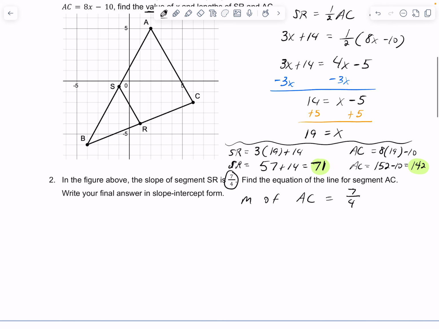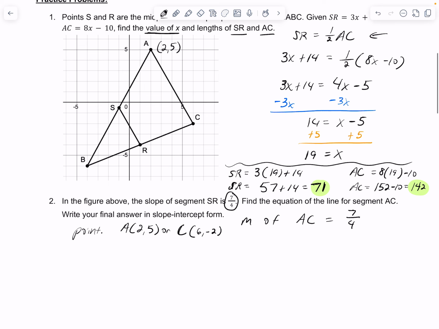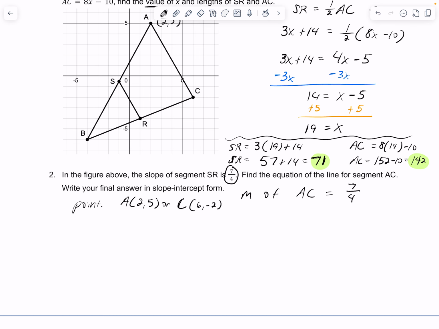So I just need a point, and we've got two options here. We have A, which is the ordered pair (2, 5), or you can use point C, which is (6, -2). It shouldn't matter, depending on making sure you do your algebra correctly. I'm just going to choose point A, but again, it doesn't matter. I'm also going to choose point-slope form to use as a bridge to get to slope-intercept form, but you can also go straight to slope-intercept form and solve for your y-intercept b and then write the answer. Your call. We did this a ton in the first semester, so it's good review.